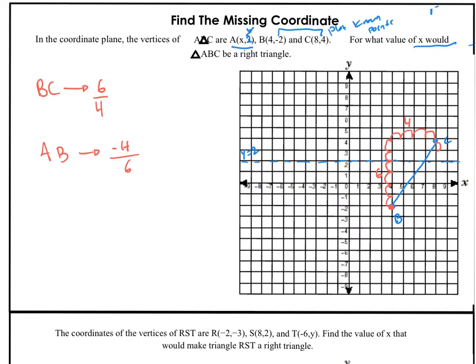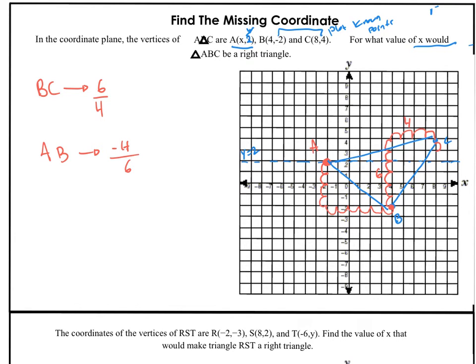So watch. We're going to start at B. I'm going to count over 6: 1, 2, 3, 4, 5, 6. So I go left 6, and now I'm going to go up 4: 1, 2, 3, 4. And that is where my point A is going to be. And you can draw that out like so. And now you have created this beautiful right triangle.